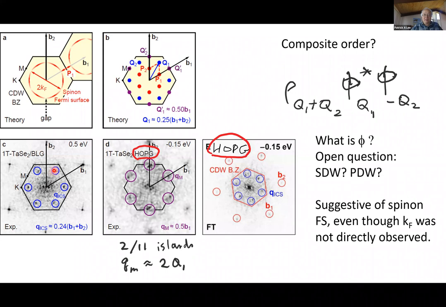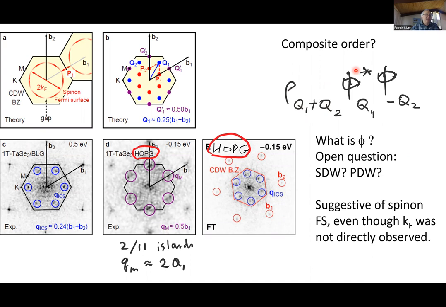So I would claim that we can explain the exact location of this distortion by the following so-called composite order. The idea is that what they observe is actually not the primary order, but a composite. So rho corresponds to a density modulation at some wave vector, which I call Q1 plus Q2. Sorry, I switched notation. This should be P. Think of this as P1 and P2, so the Q is actually P1 plus P2. And so the idea is that there's a hidden order corresponding to this.